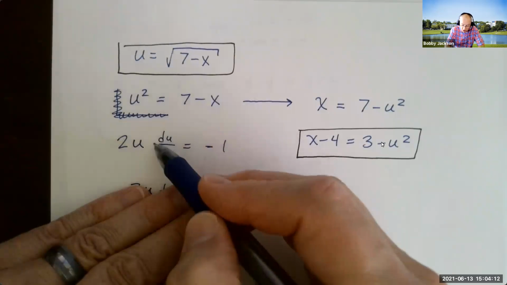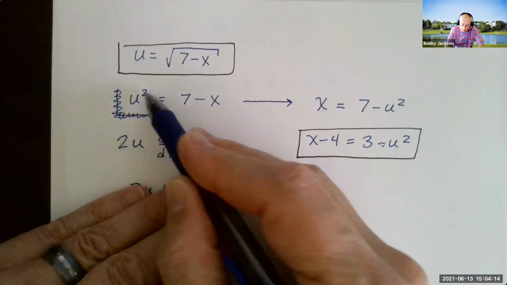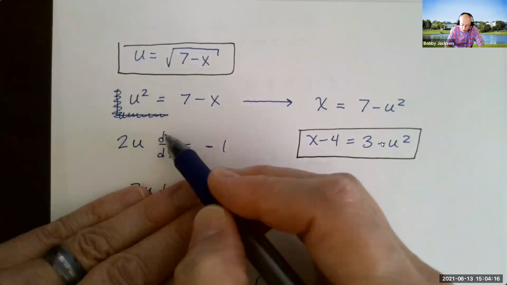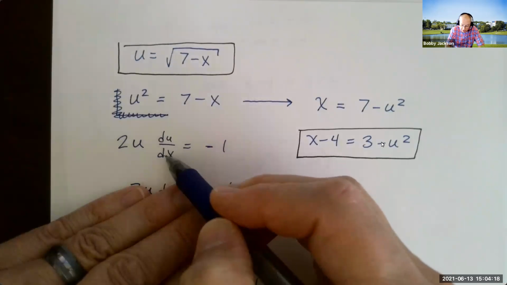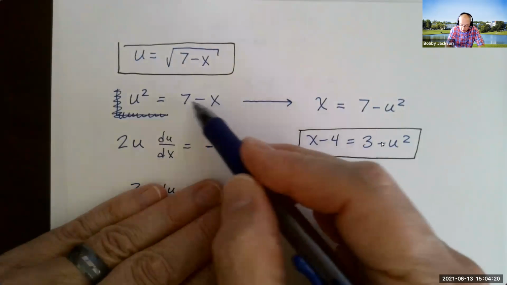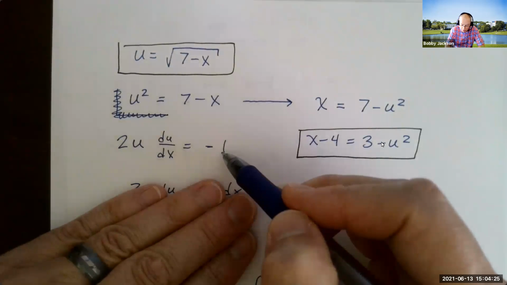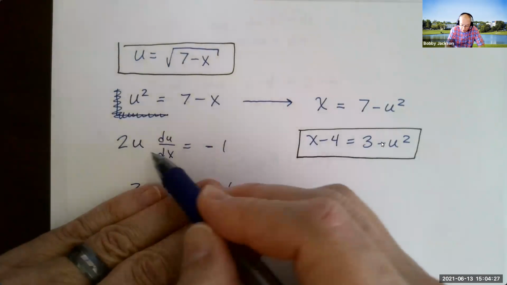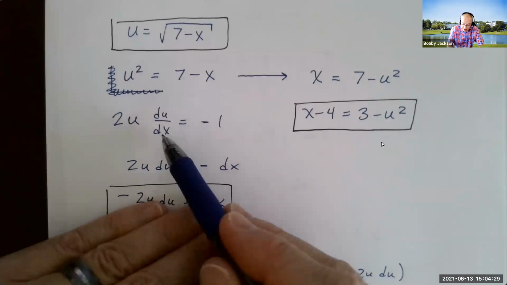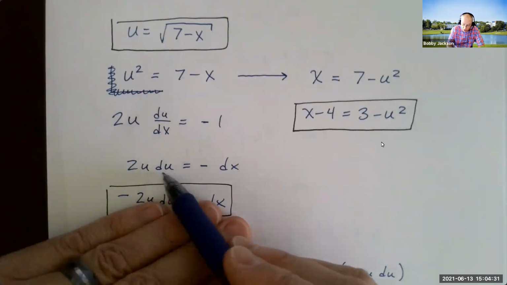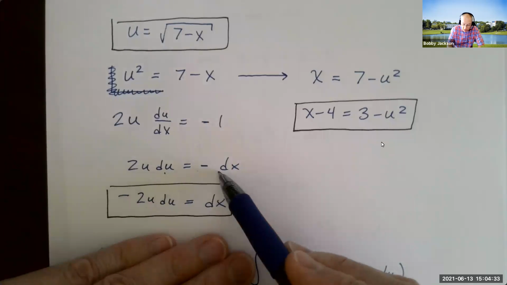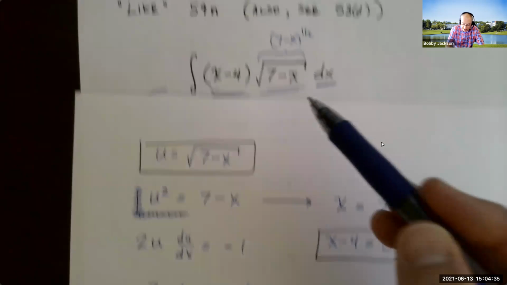Remember, u is a function of x. So when I differentiate this with respect to x, I get 2u times the derivative of the inner function, du over dx. What's the derivative of 7 minus x? Derivative of 7, a constant, is 0. Derivative of -x is -1. Okay, so there's the derivative. And if I multiply by dx both sides, I get 2u du is equal to -dx. And there's my dx part that I need.